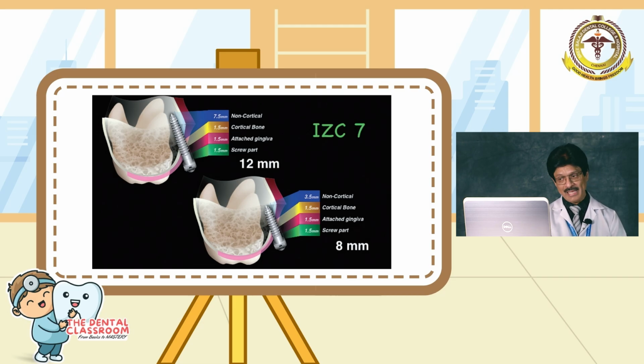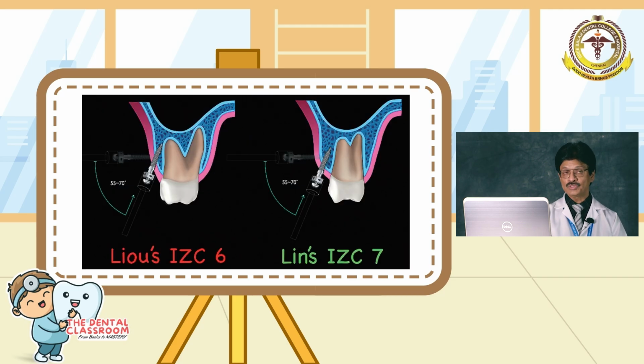Now if it happens to be 8 millimeters, it is just sufficient that 3.5 millimeters is in the non-cortical part of the bone, namely the cancellous part, but 1.5 millimeters needs to be in the cortical bone, 1.5 millimeters needs to be in the attached gingiva, and 1.5 millimeters needs to be the screw part. And what should be the angulation? It's approximately 55 to 70 degrees.